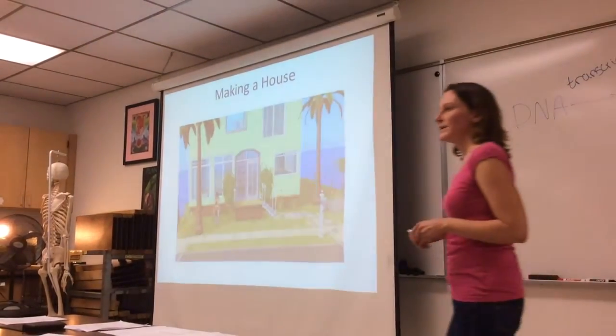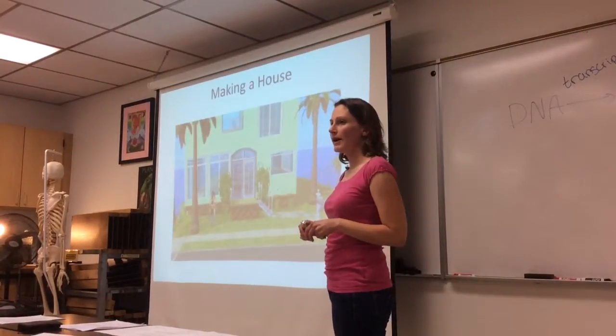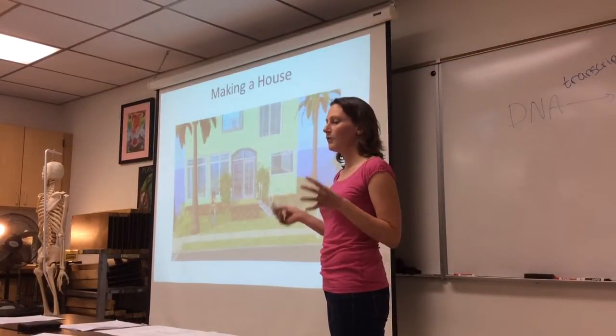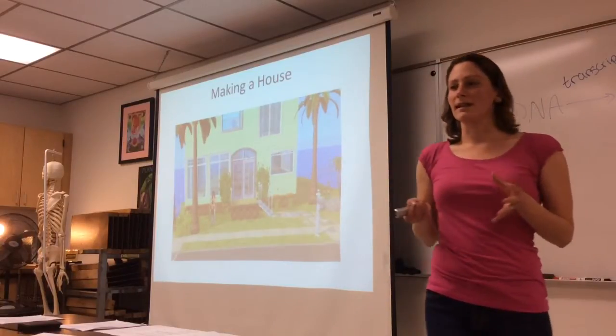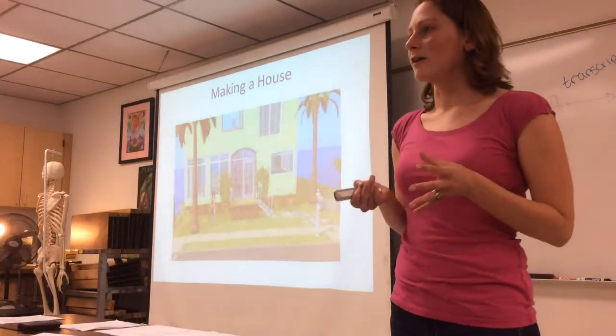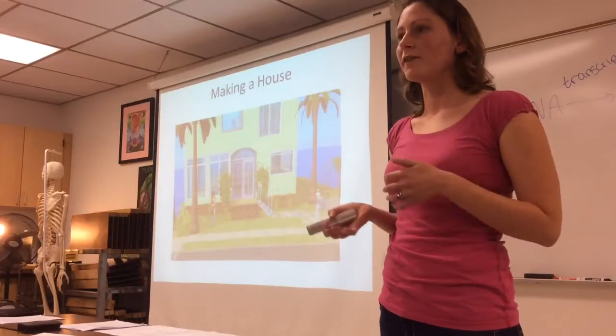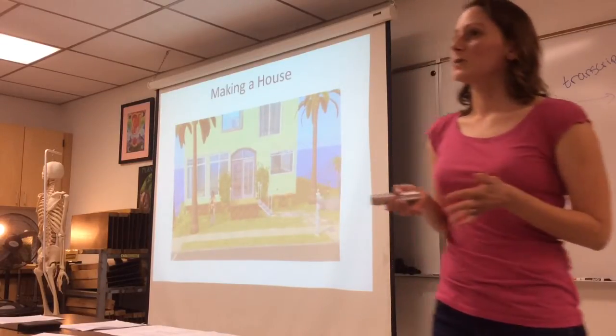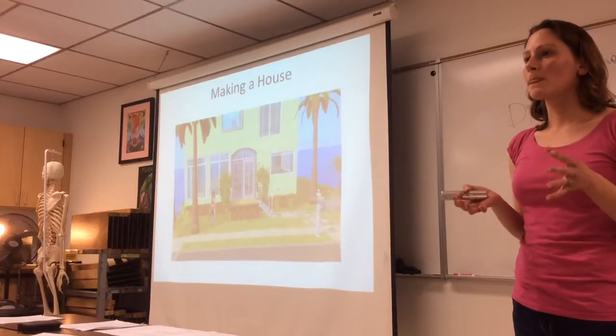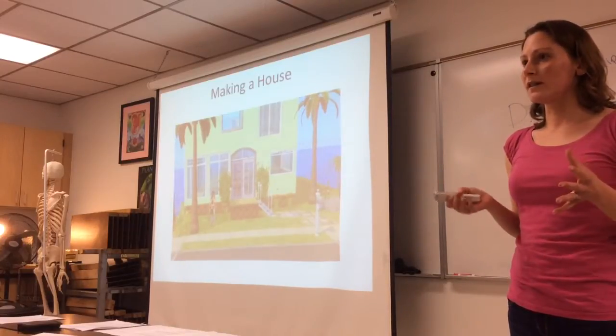So let's think about having a blueprint to make a house. You know actually that all of the rooms inside of a house are not the same. Same as all the cells inside your body are not the same. You have heart, you have liver, you have skin, you have hair. So how do you actually take one blueprint and make all of those different things?